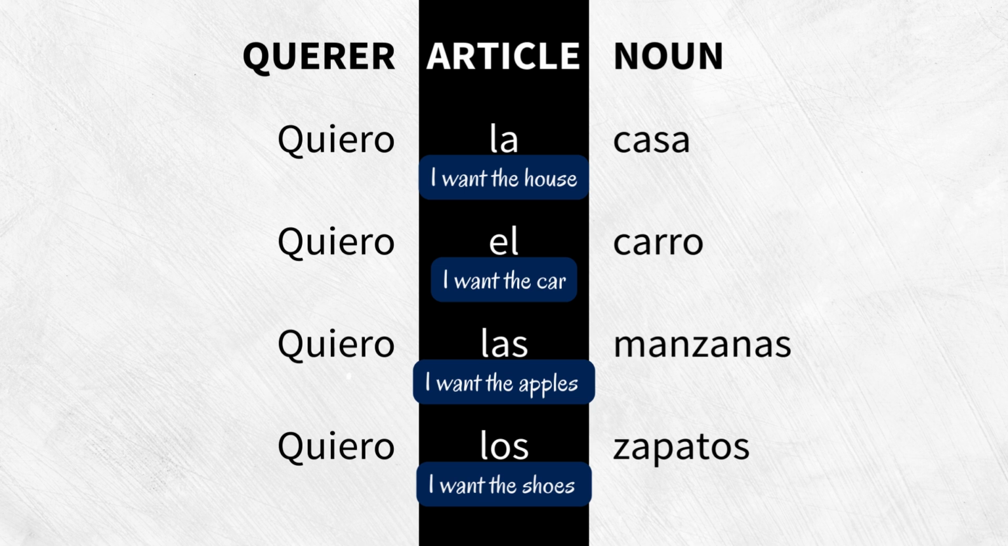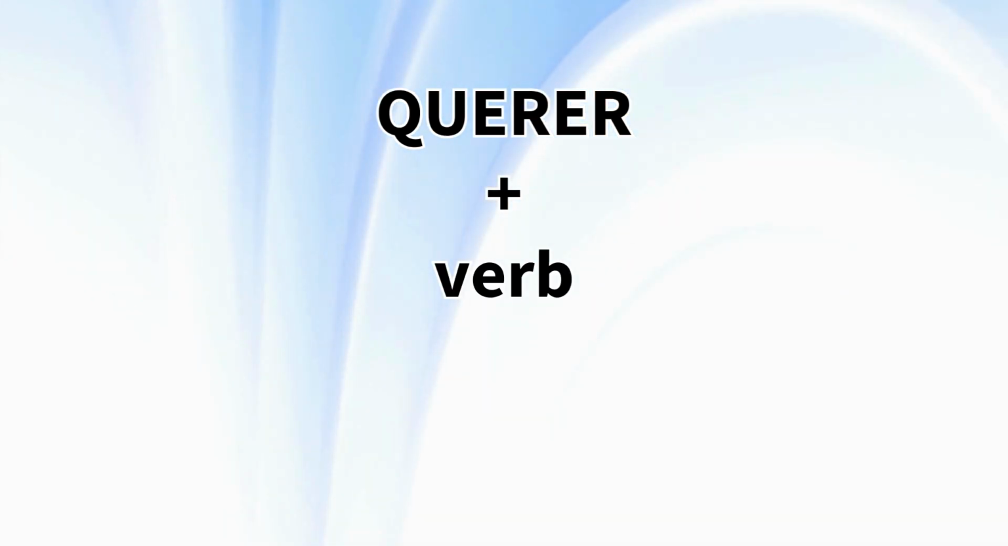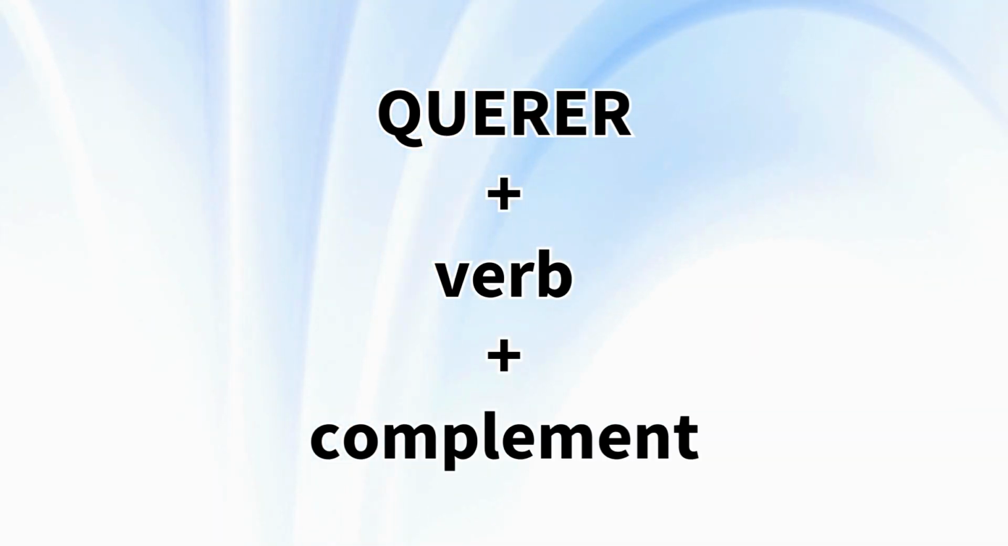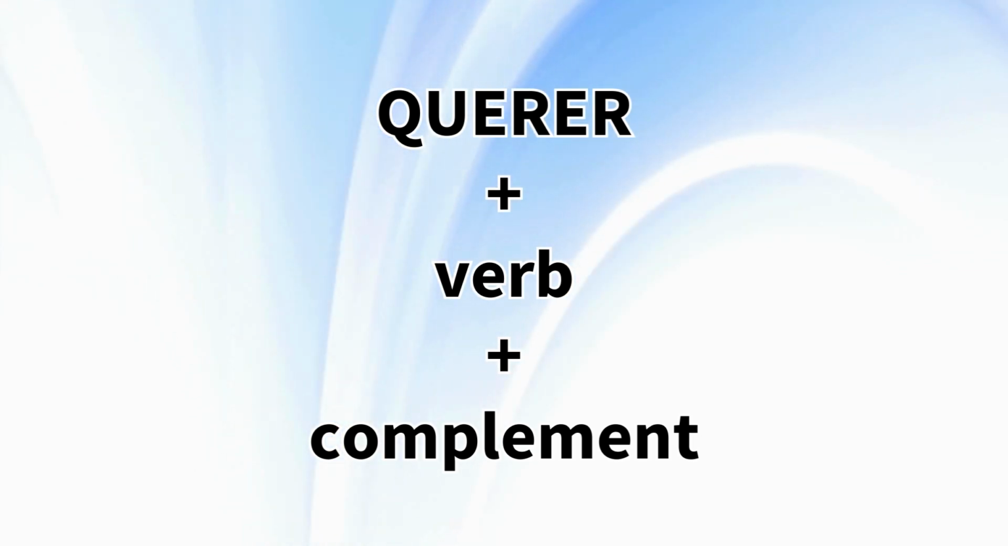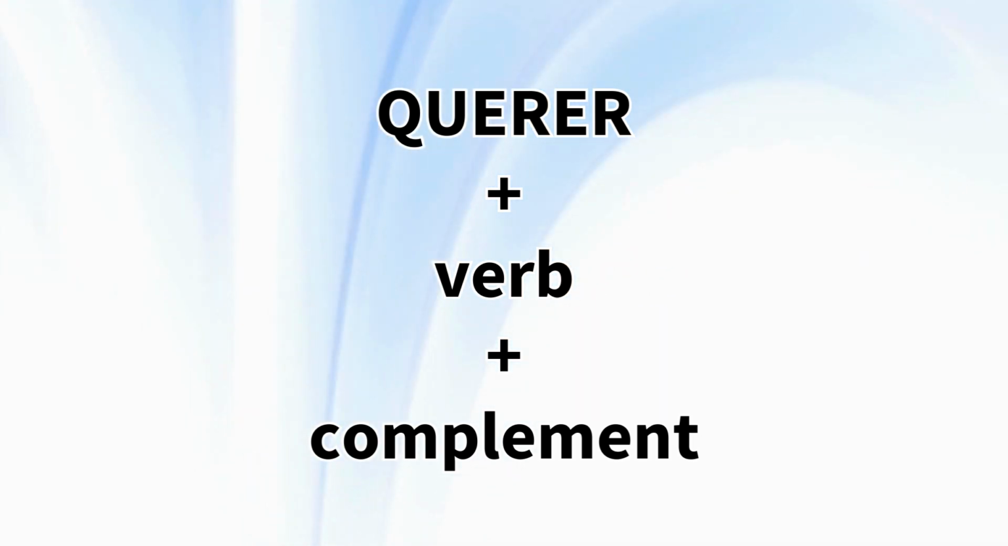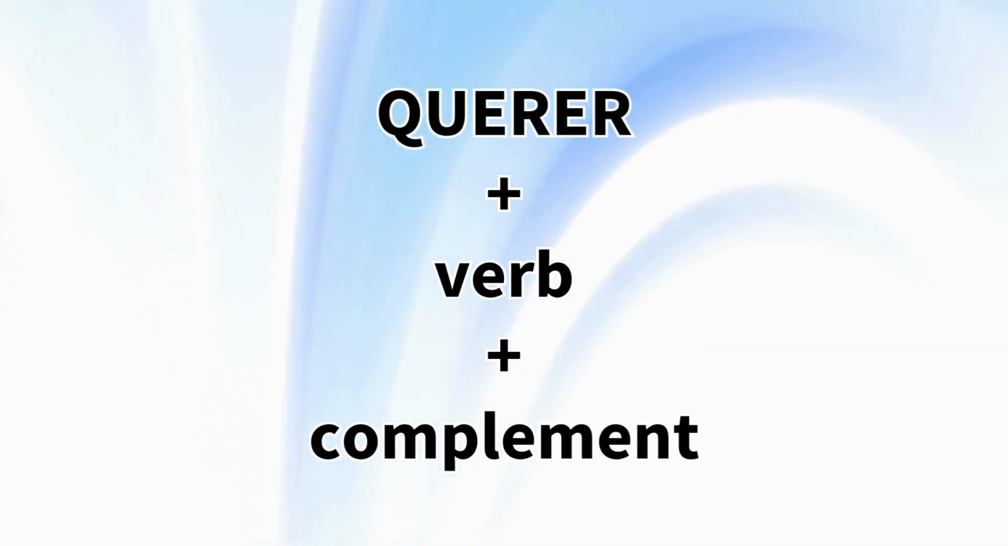So you can use it with un, una, or even the plural of those, unos, unas, or you can use them with el, la, los, las. It all depends on what you're trying to say. The second structure with querer is the verb querer conjugated to the person, a second verb, but this one stays in infinitive form, so it means it's not conjugated, and a complement.